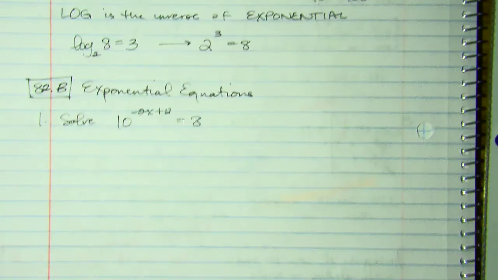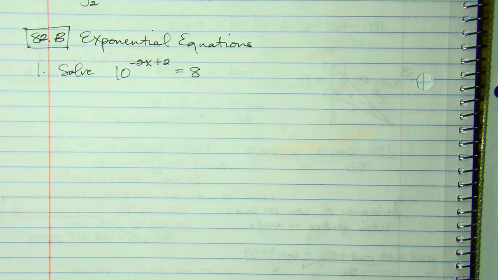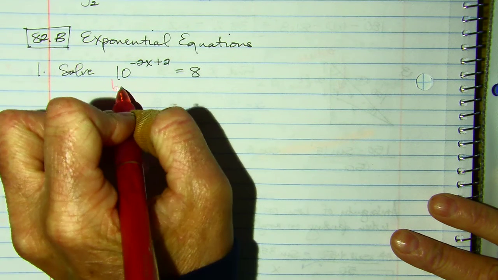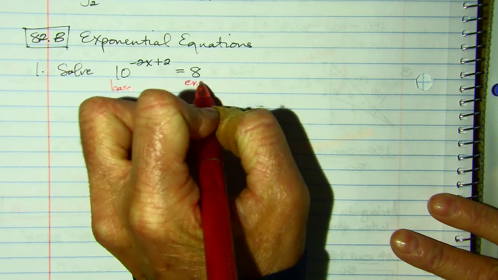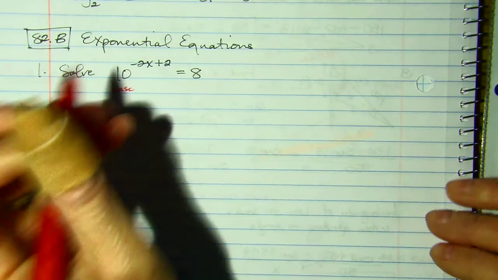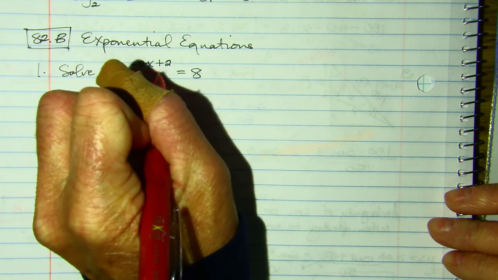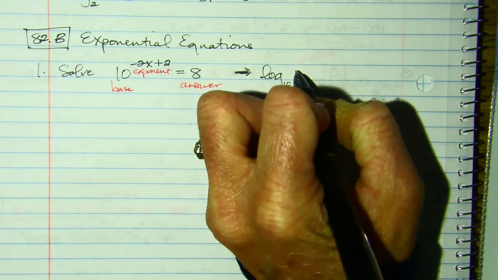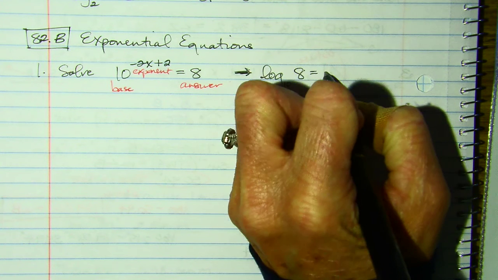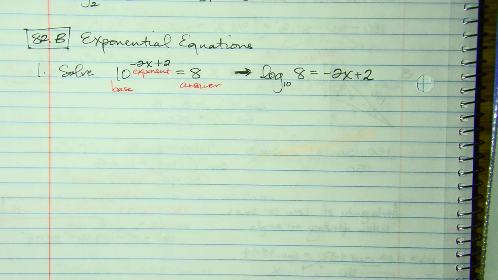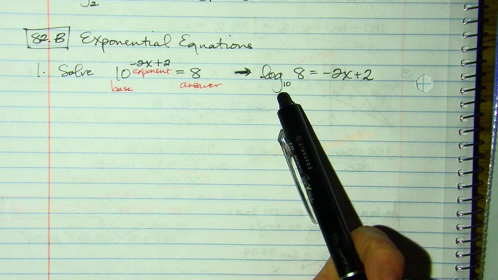Now there are 2 ways I can do this. I can take the log of both sides, or I think it's faster to just write this in log form. This is our base. This is our exponent. This is our answer. So if I write it into log form, I get log base 10 of 8 equals negative 2x plus 2. Once written in this form, I can use this by entering this in the calculator.